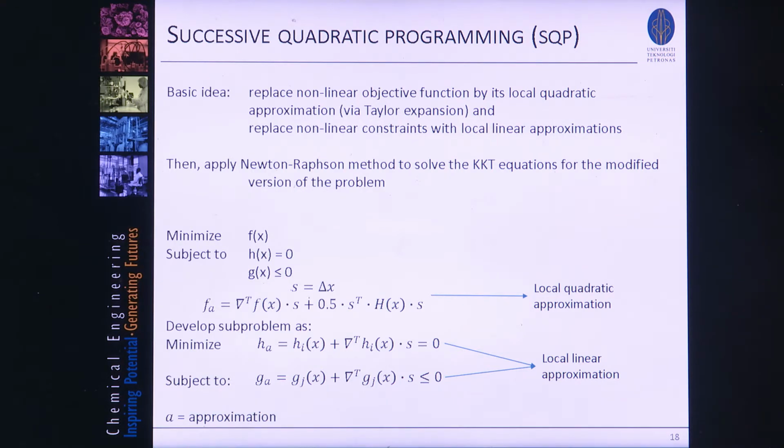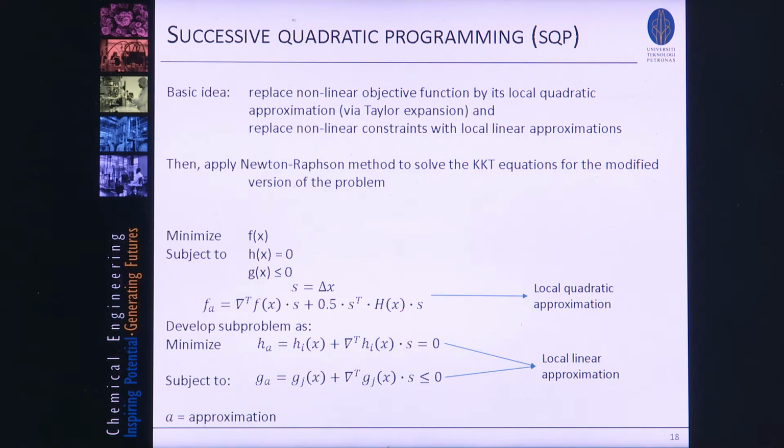and then we have the step s as delta x, and so the modified objective function in this case, using the Taylor expansion, is: the modified f is the first derivative of f times delta x, s, right? And then plus half times delta x, or the s, times the second derivative, times s.